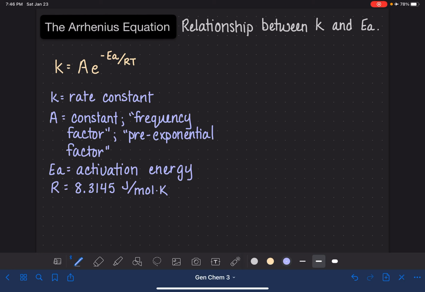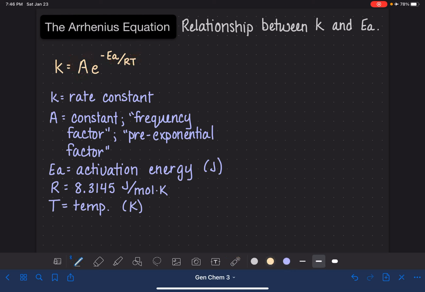And then last but not least here, the T, of course, is the temperature, and the temperature needs to be in units of Kelvin. Activation energy is usually given to us in units of kilojoules, so it's going to need to be converted to joules for us to be able to use it in this equation. And normally in this type of problem, you would be given the activation energy and the temperature and the A, and you'd be asked to solve for the rate constant, or you would be given the rate constant, A, and the temperature, and asked to solve for E sub A.